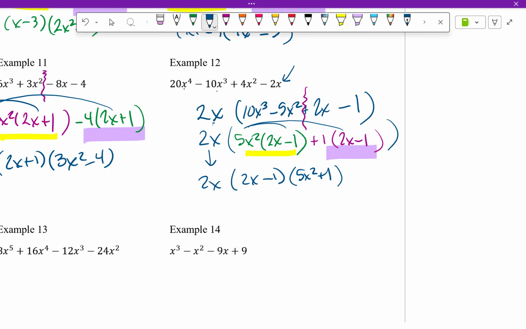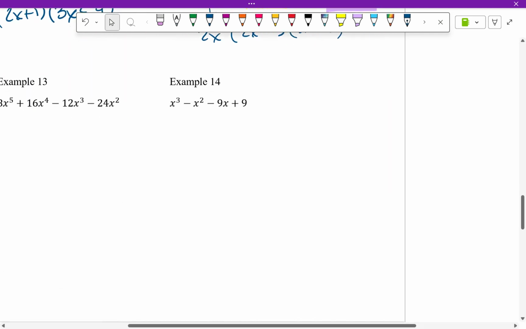Any questions on 12? Okay, let's drop down to number 14, and do that one because there's something else weird that happens in 14. I want you to make sure you're aware of it. Is there a greatest common factor of the whole thing?